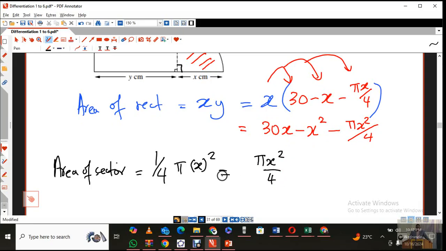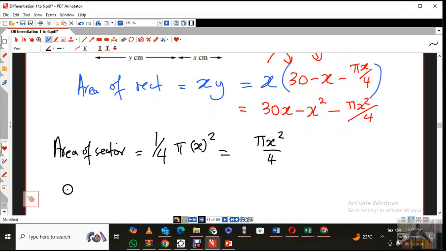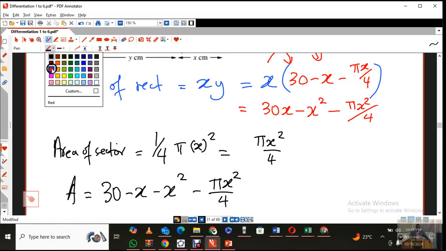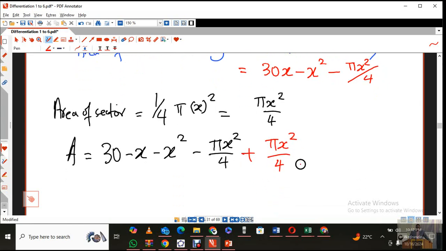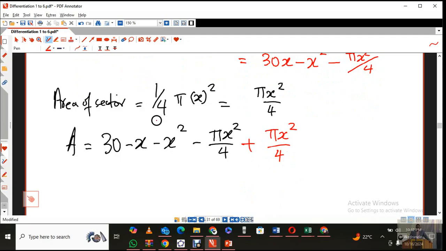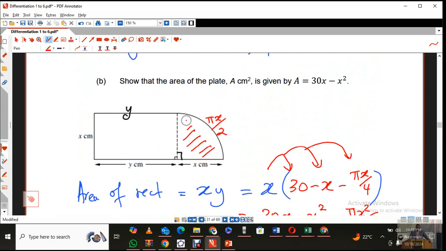So we're just going to join them. So the area equals 30x minus x squared minus pi x squared over 4, plus pi x squared over 4. Guess what? The stuff at the end, they cancel, and I'm just going to be left with A, which equals, I just want to see something, because they say show that it's given by that.